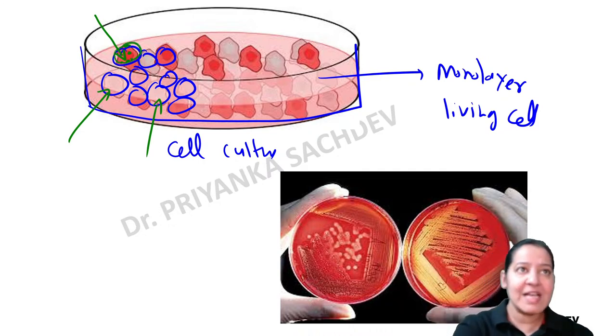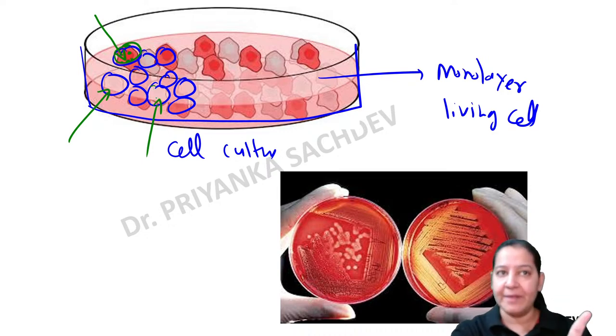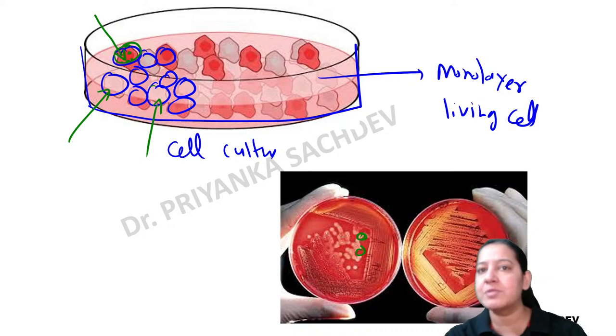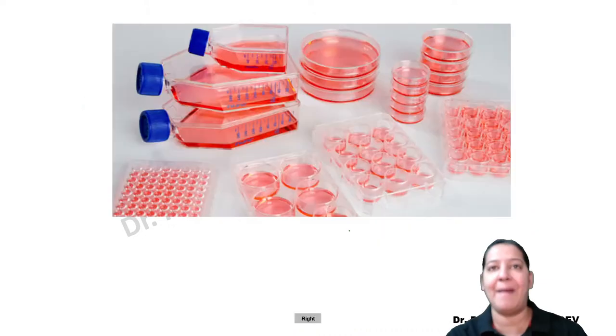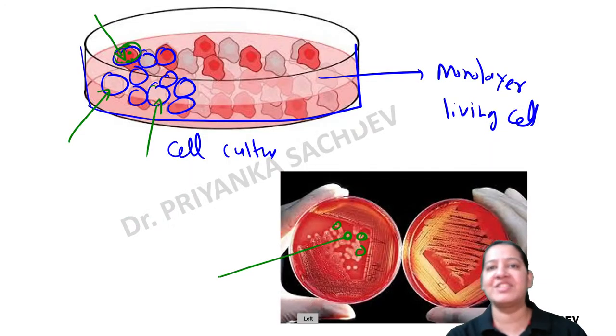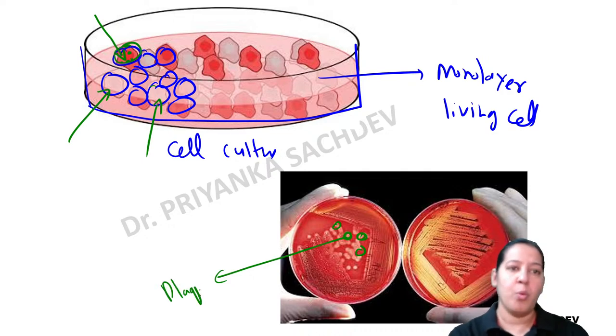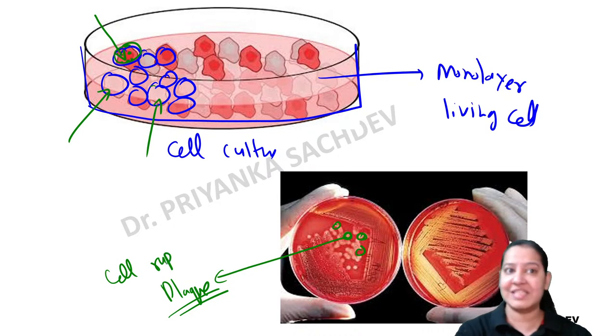So these cells will rupture. On rupturing, they will form a lesion. It is known as plaque. Can you see? These are the small plaques forming, the white color patches. Can you see the white color patches? These are known as plaques. What are these plaques? These are formed due to cell rupture, the last step of replication of a virus.